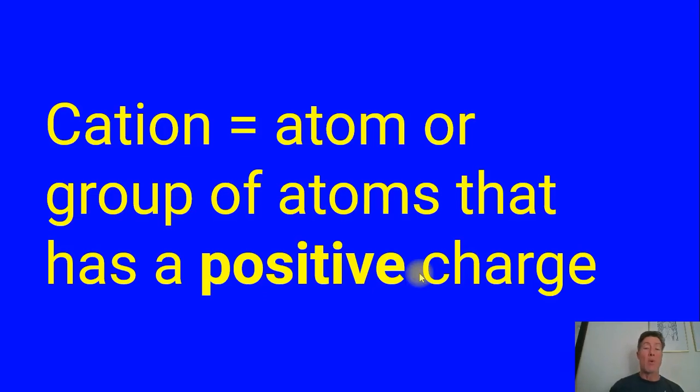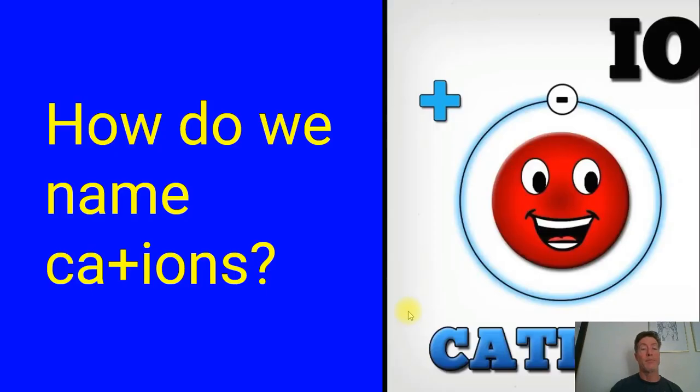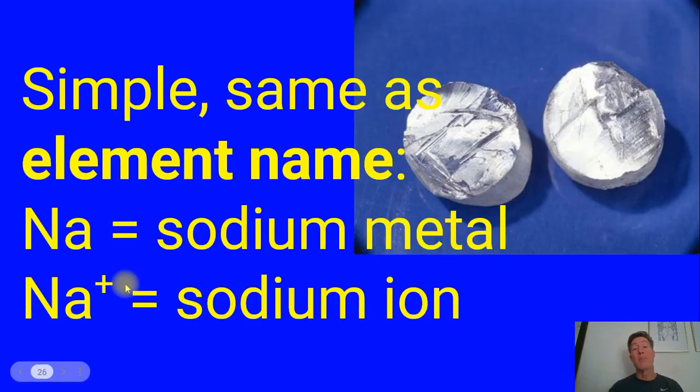A cation then is an atom or a group of atoms that has a positive charge. And we can remember that by writing the T of cation with a plus sign. So cation, positive charge. And we can remember anion is a negative charge if we just remember this N in the middle here is an N for negative. So how do we name cations with a positive charge? Well, that's pretty simple.